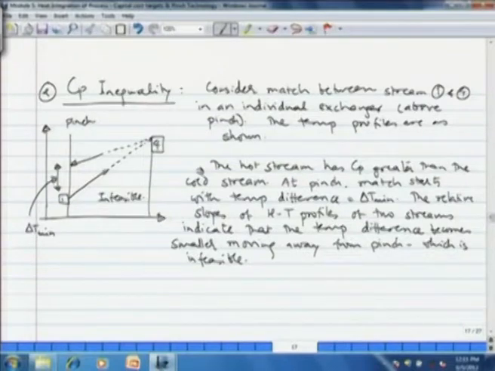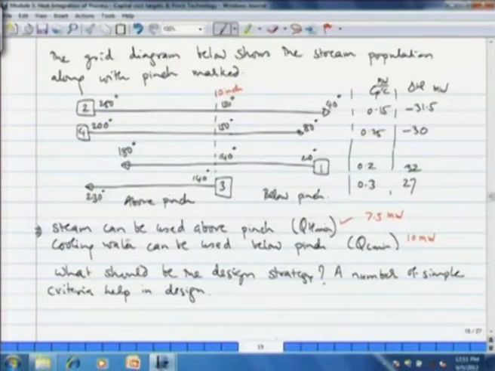Now, what I show here, consider the match between stream 1 and 4 in an individual exchanger, which is above pinch. What is the peculiarity about 1 and 4?